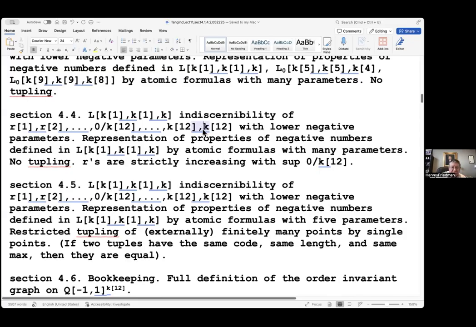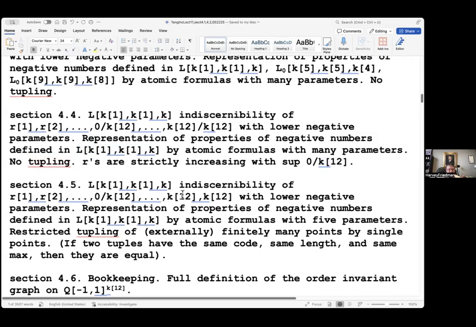With K12 plus 1 indiscernibles with lower negative parameters. Representation of properties of negative numbers defined in this language. This is the only language we really ultimately care about. These other ones were auxiliary languages to help us. By atomic formulas with many parameters, no tupling, and ours are strictly increasing with sup 0.